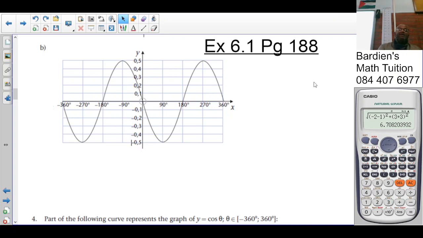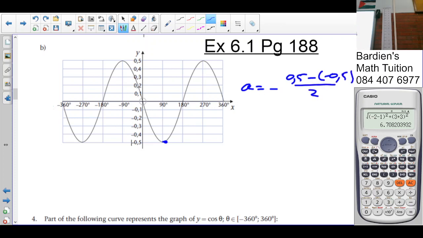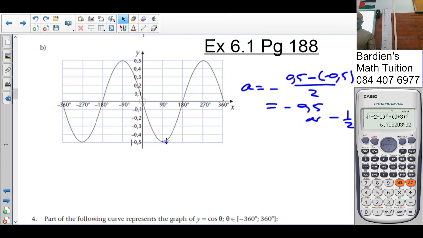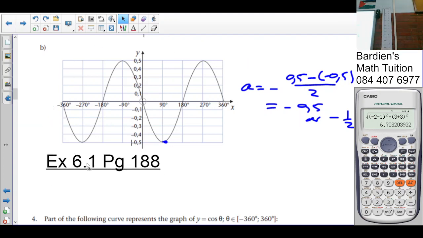The question is in 6.1, number 3B. Well, you have to determine the equation, where you must calculate the A value, no? So the graph is going down here, so that A value, of course, is going to be negative. The maximum value, which is half minus negative half, divided by 2, which gives you half. And yesterday we discussed the importance of this formula. Then we went on and we said, okay, number 4.